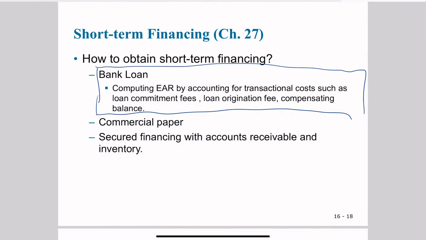The thing here is bank loan is a little complicated because there are some additional transaction costs, right? And we learned three forms of additional transaction costs: loan commitment fees, loan origination fees, and compensating balances. And all these transaction costs will push up the firm's borrowing cost. You need to be able to calculate the effective or the actual interest rate after considering these three different kinds of transaction costs.